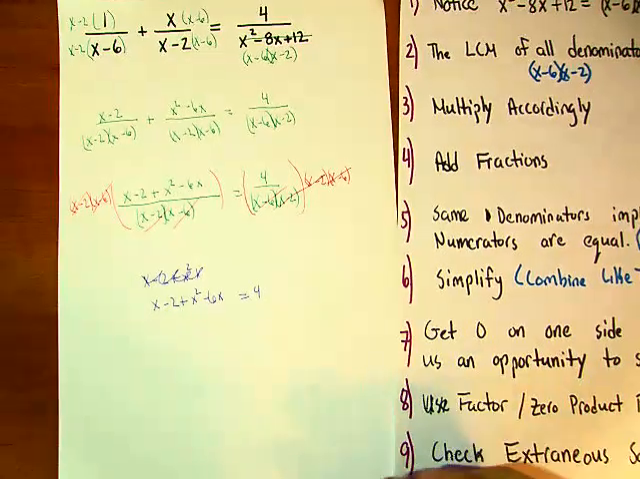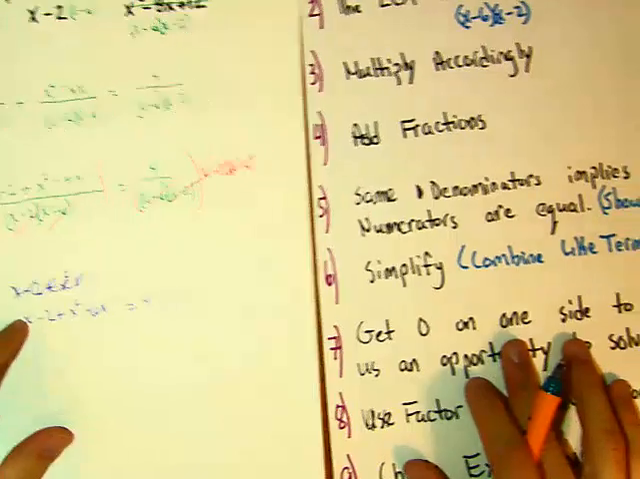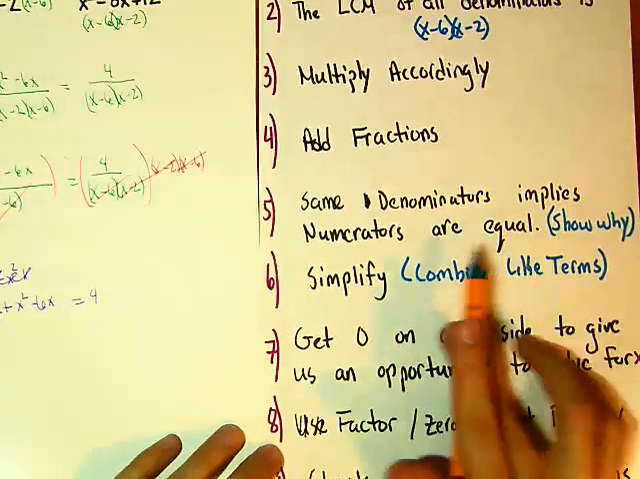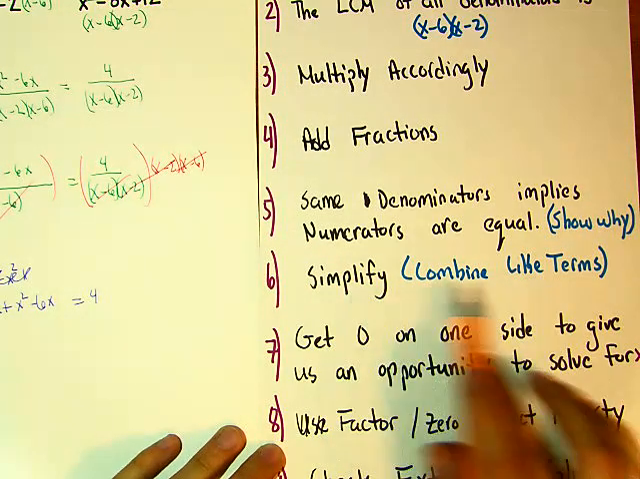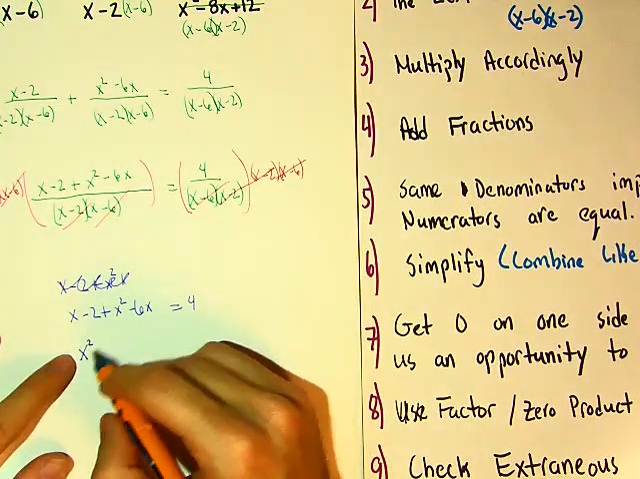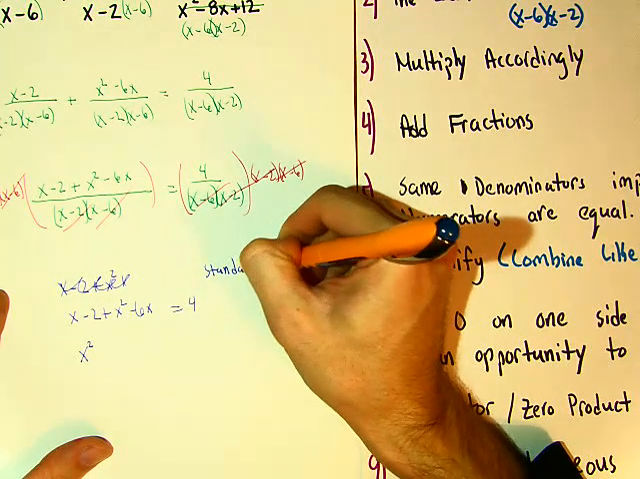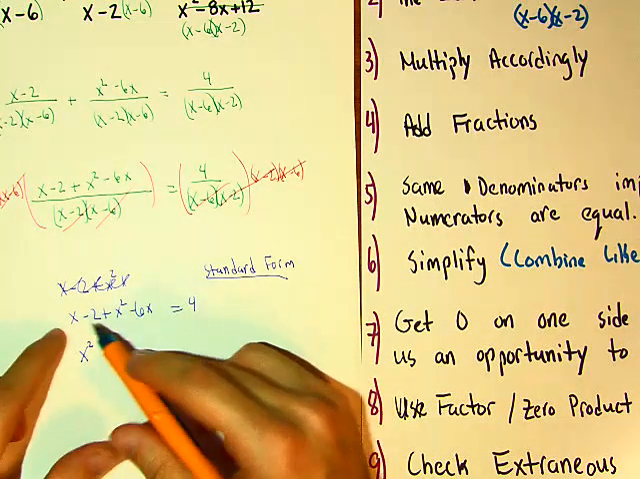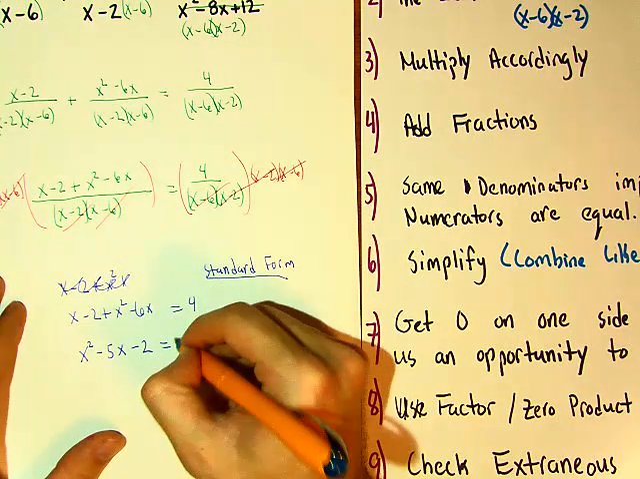Actually, let's zoom in a little bit. Okay, that's a little better. So same denominators implies numerators are equal. That was the showing why. Combine like terms. So let's combine the terms on this side. x squared is here. Remember, always put in standard form. Putting in standard form is always nice. x squared, minus 6x plus x is minus 5x, and minus 2 is equal to 4.